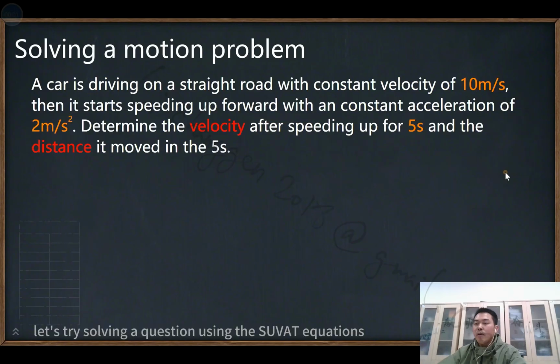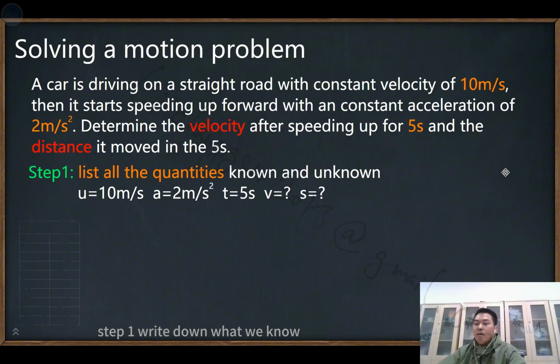Let's try solving a question using the SUVAT equations. A car is moving at a constant velocity of 10 meters per second, then starts speeding up with a constant acceleration of 2 meters per second squared for 5 seconds. What is its velocity after 5 seconds and how far does it travel? We will solve this in 3 steps. Step 1. Write down what we know. Initial velocity is 10 meters per second. Acceleration is 2 meters per second squared. Time is 5 seconds. We need to find final velocity and displacement.